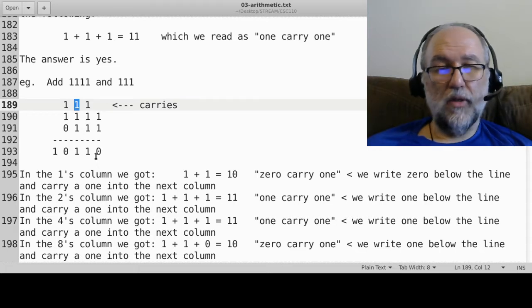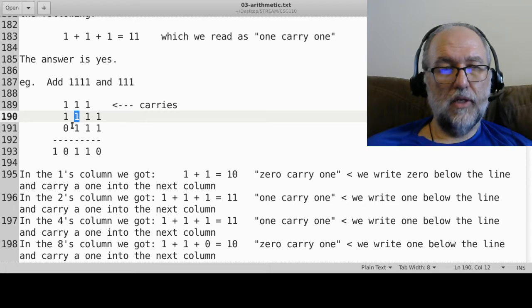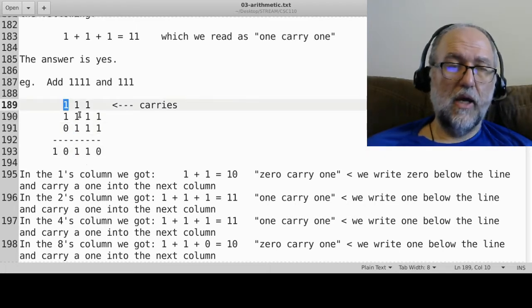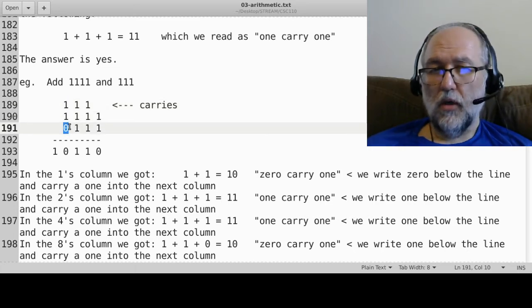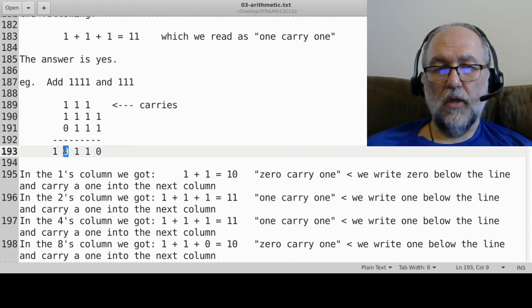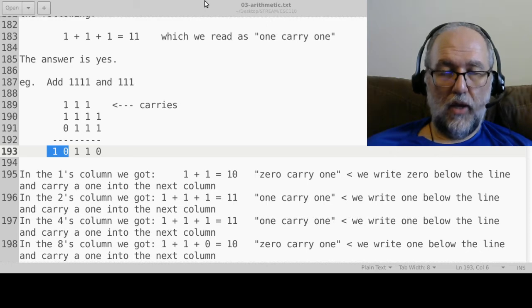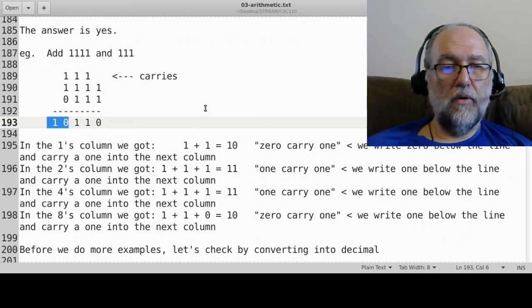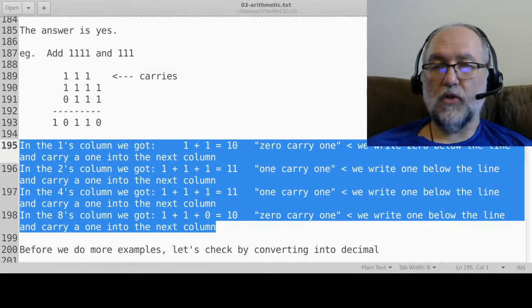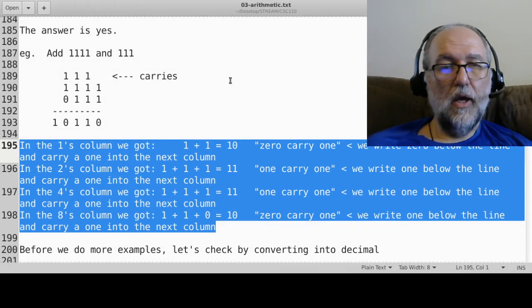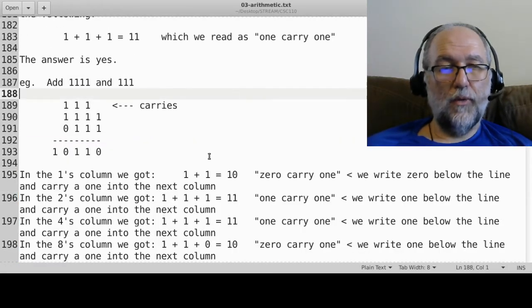Now we're in the 4's column, and we're going to go 1 plus 1 plus 1 is equal to 1 carry 1. Now we're in the 8's column, and here we're going to go 1 plus 1 plus 0. 1 plus 1 plus 0 is 0 carry 1, and we're done with the addition. By the way, these notes are also on Canvas if you want to look at them later. Just to summarize, take a look at what we did.